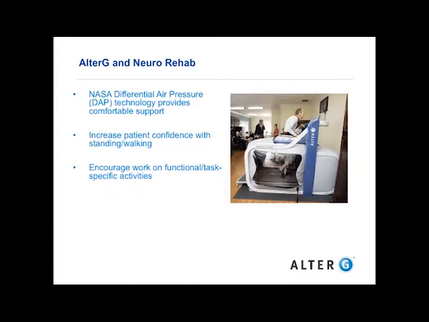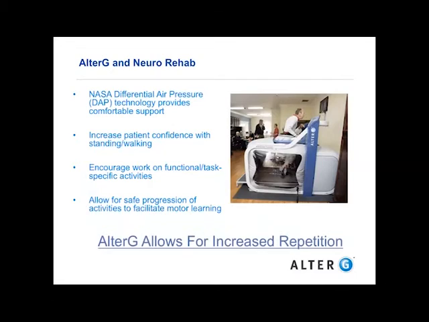They can work on those functional task-specific activities. So they can work on gait training, they can work on multitasking. So things where they can prepare for returning to overground, real-life functional situations. So safe progression to facilitate motor learning. With the video monitoring system, our StrideSmart technology, patients can actually see data which provides them visual feedback. They can respond to verbal cues from the PT, the clinician, to allow themselves to correct their gait. So increased repetition of these task-specific skills encourages motor learning.